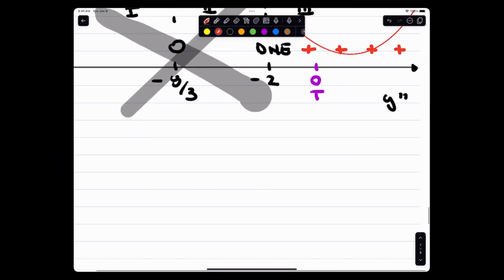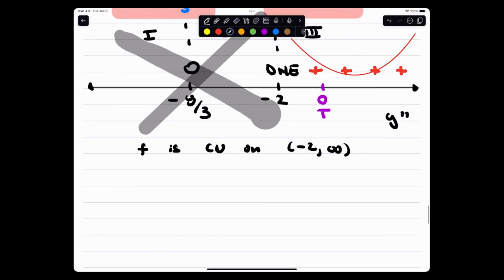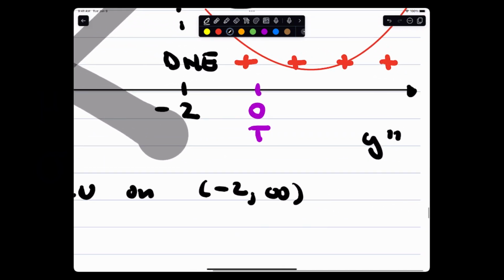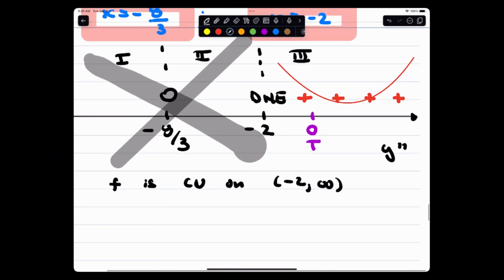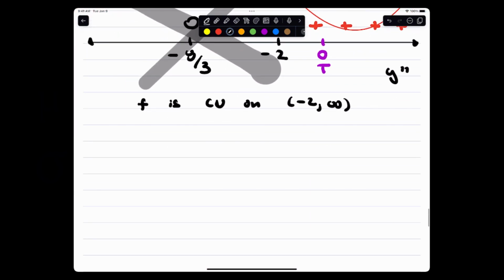So here's our conclusion, right? F is concave up on what interval, ladies and gentlemen? From what? -2 up to infinity. Why is it open intervals? This is the second derivative. At -2, the derivative does not exist. So it's not positive. Does that make sense? So here's your concave up interval. Is it concave down? Mm-mm.